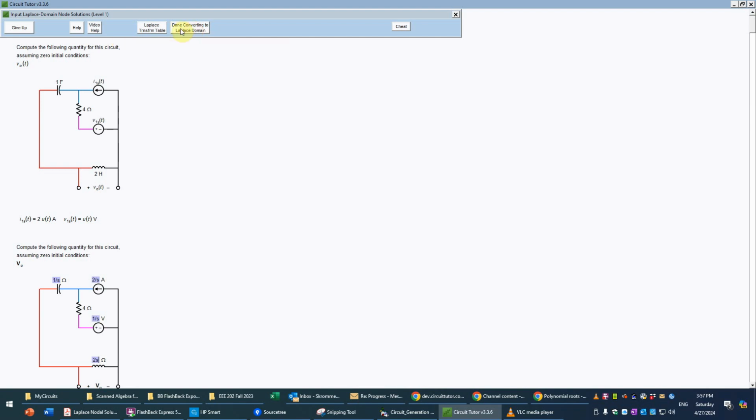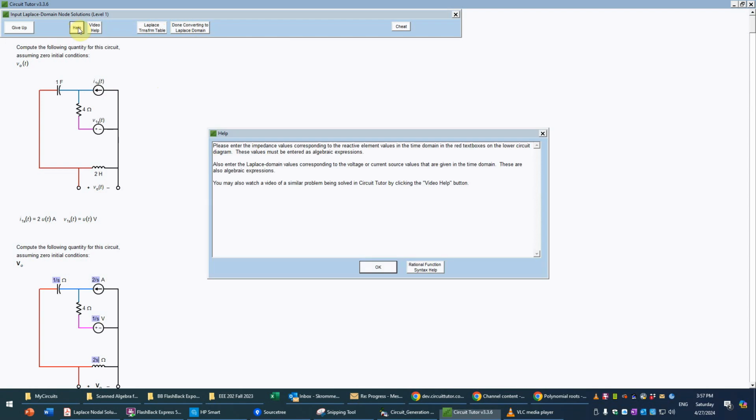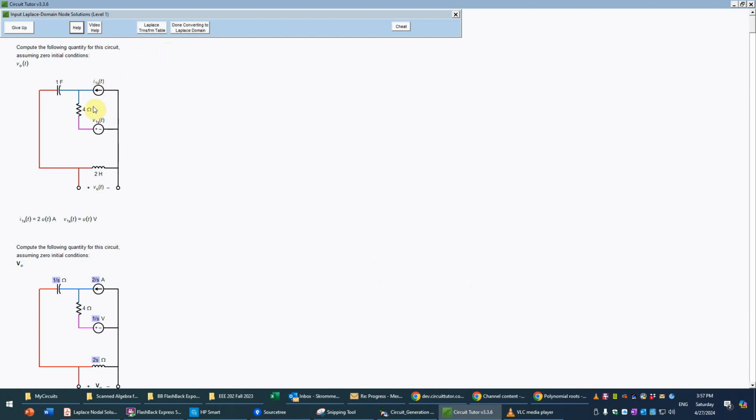If for any reason you did need a Laplace transform table, you can bring that up here. Hopefully you know the simple ones already, but if you need them, they're available again in that table. And of course you also have help and video help, which you're watching now. The help button again does offer you access to the rational function syntax, which you probably don't need here, but if you do need that, that's the help on entering the rational functions in Circuit Tutor.